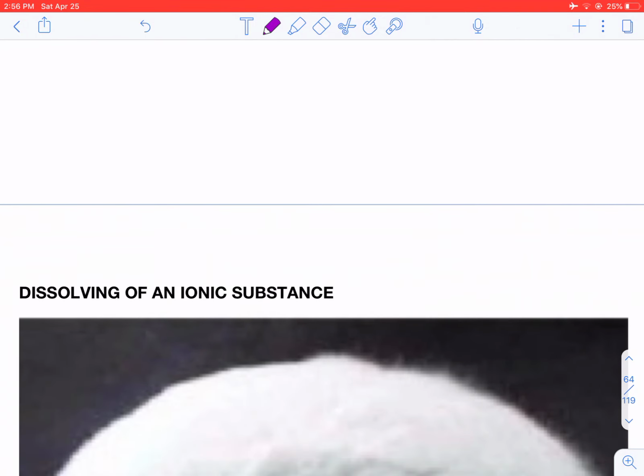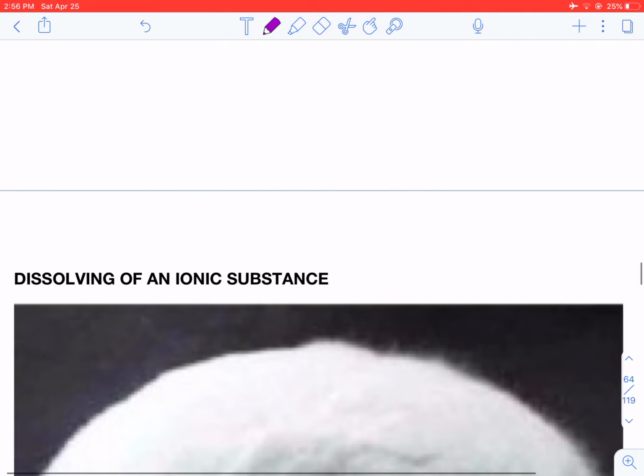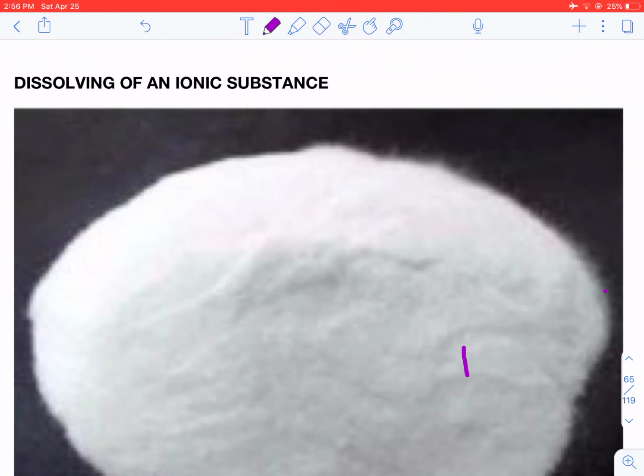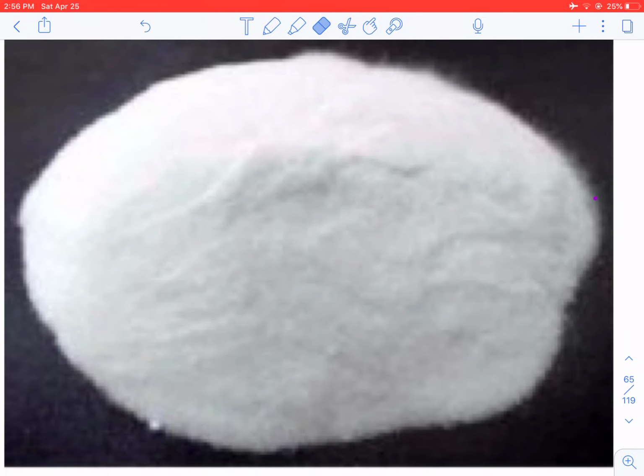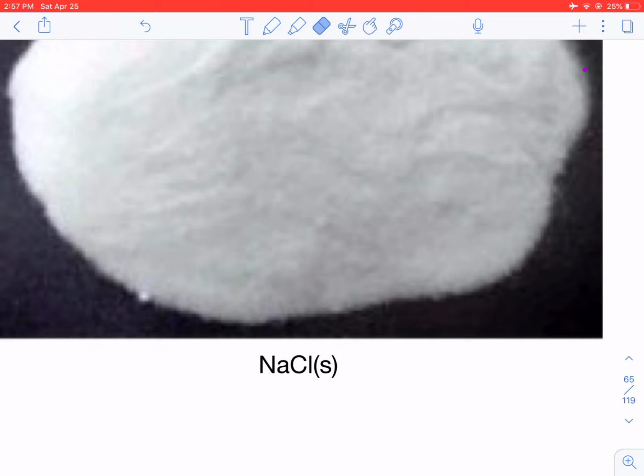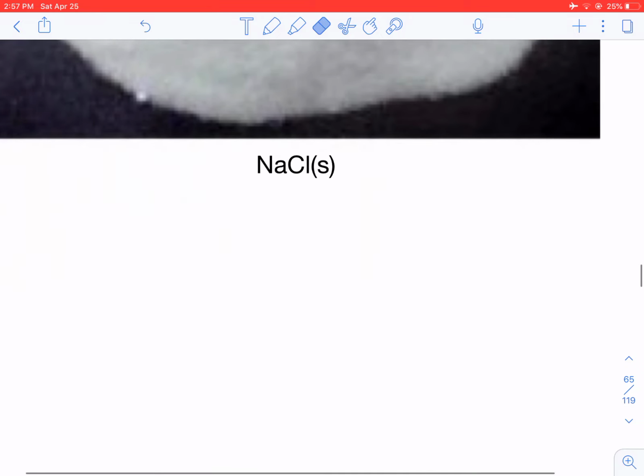Okay. Now let's look at dissolving of an ionic substance. So if we look at a macro level, here we've got salt. It's an ionic substance, and that is how salt looks, right? So this is your salt, and that is how it looks. Okay, now let's see what happens at a micro level.